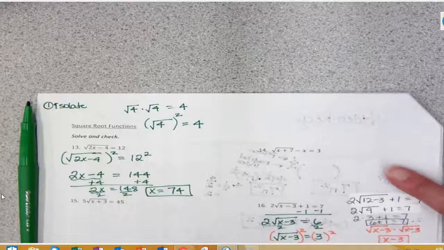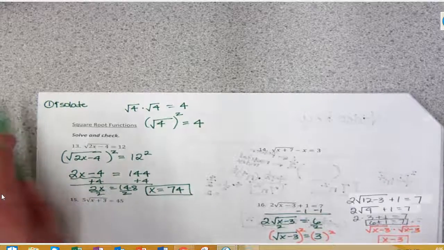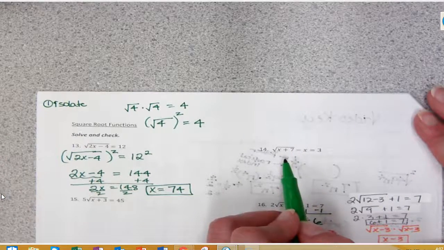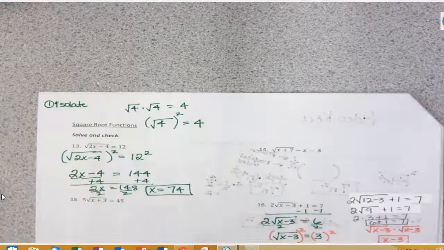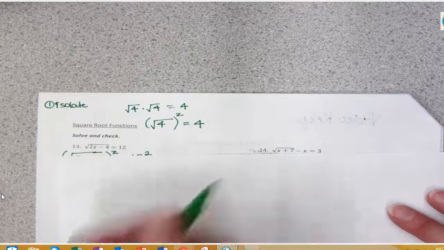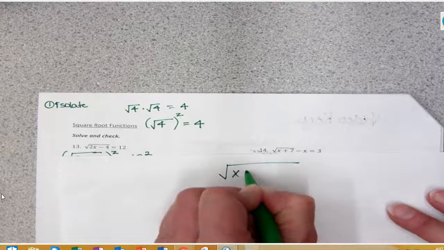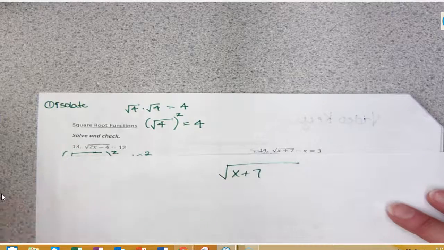Now let's do this one. This one's a little more complicated, because this is not by itself. I'm going to write this on a different piece of paper because it's kind of hard to see. So this is basically the square root of x plus 7. Oops, I did that too big.